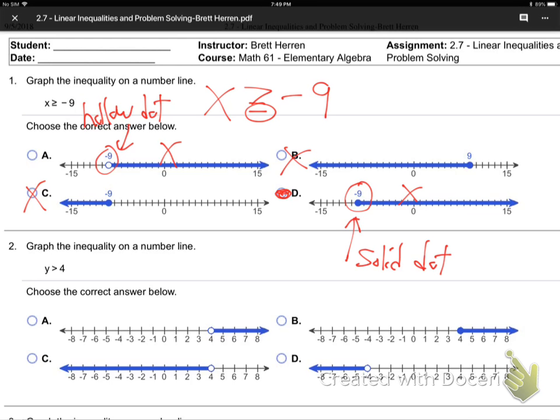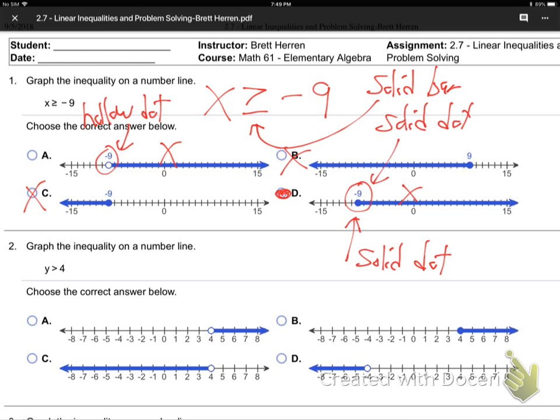If this problem said only greater, let me just change it. If it said just greater, then that would have been A, with the hollow dot there. Is that making sense? So basically, if you have a solid bar, you have a solid dot. Solid bar goes with the solid dot. That helps you. Solid goes with solid. Questions? Is that good so far? This section looks more promising already.